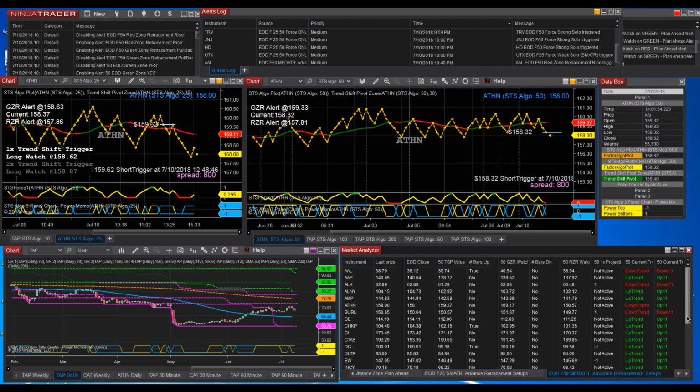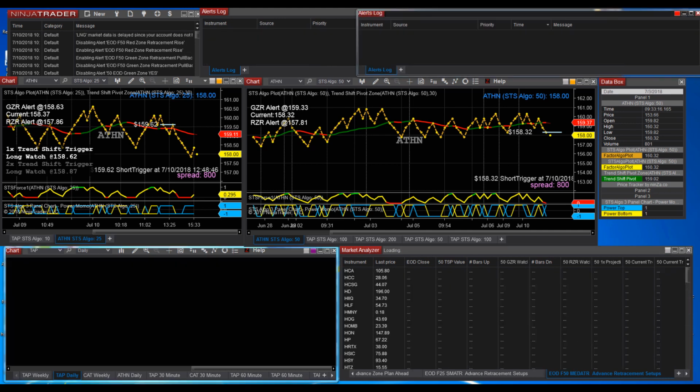But what we're looking for, and I don't know that we got any alerts. I don't think we did. I'm loading some more symbols so we can try to get an example of an alert. Also, I'm loading a lot of symbols that I may not have loaded on this machine lately, so it may take them a few minutes. I'm going to pause the video.